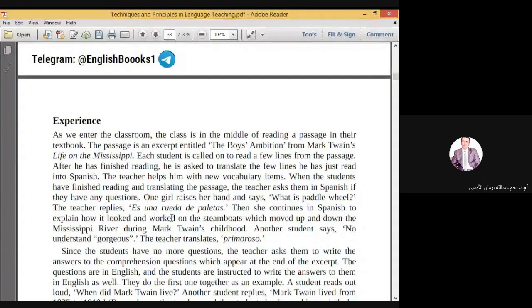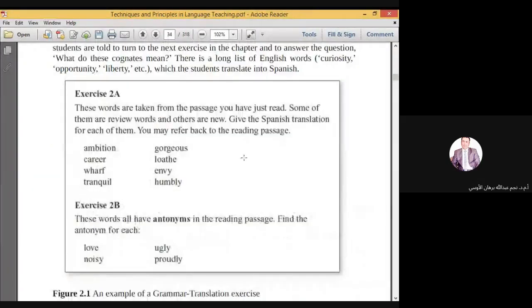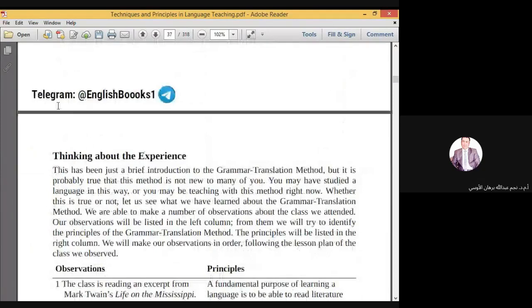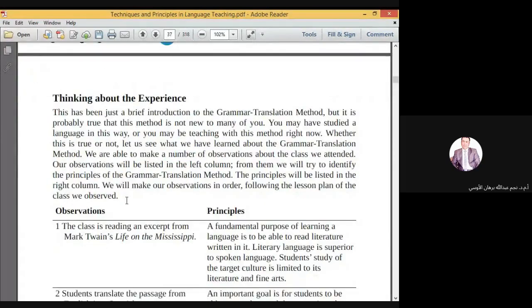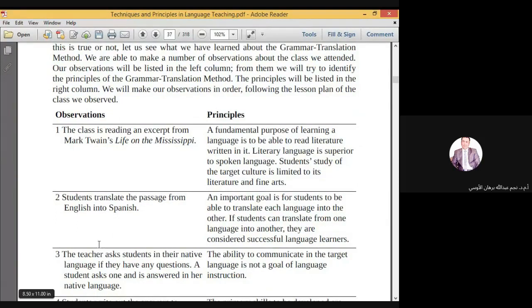This is a way of teaching: we have a class, students, a teacher, a board and a passage, and the teacher asks the student to read, then translate, and gives them exercises. We will see that in detail. Thinking about the experience, we have observations and principles. The observations are a summary of the experience. So we'll see each observation with its principle.